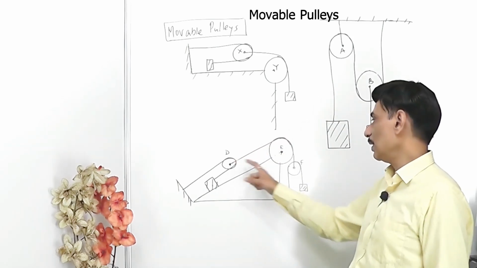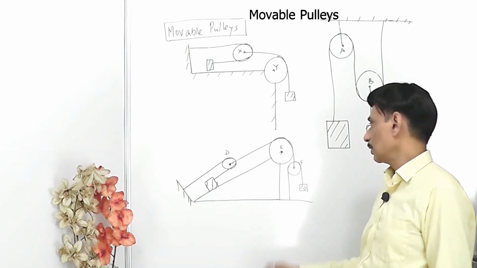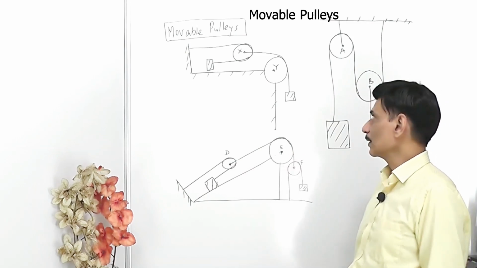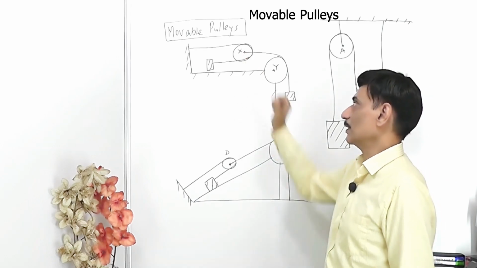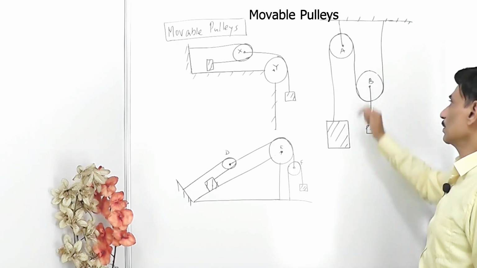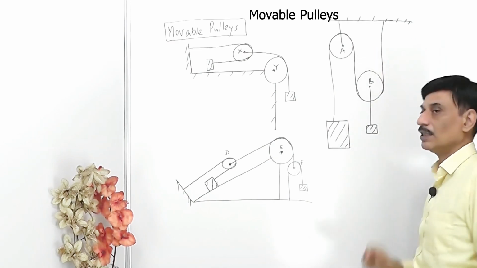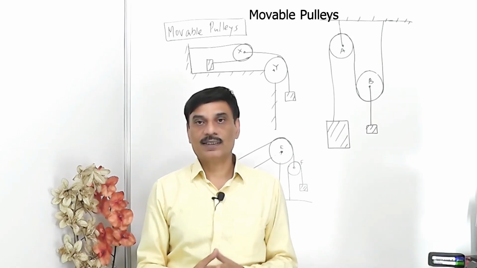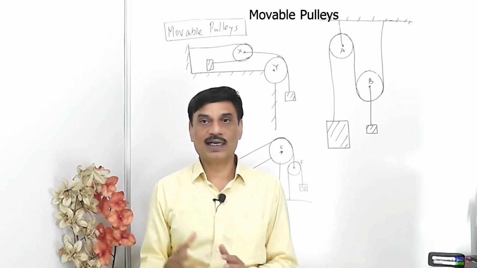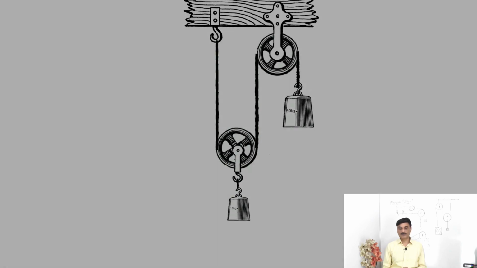So we have D and F as movable pulleys. E is the fixed pulley. Similarly over here, we have Y as the fixed pulley, X is the movable pulley. If we talk about this, A is a fixed pulley and B is a movable pulley. If you look at these, you can easily say which is a fixed pulley and which is a movable pulley.